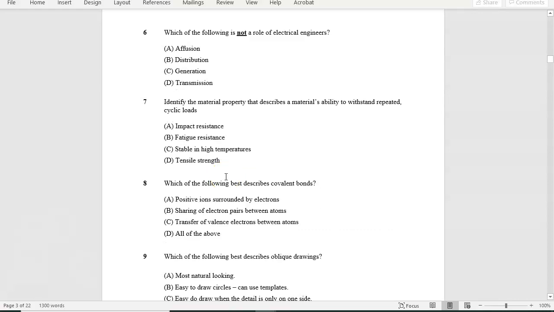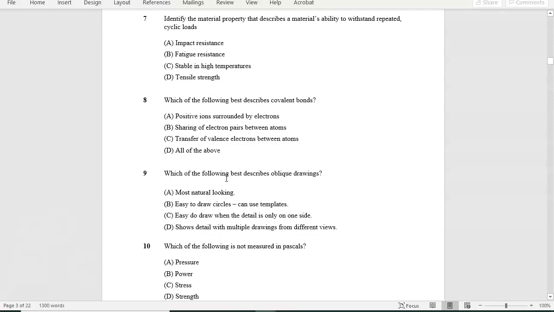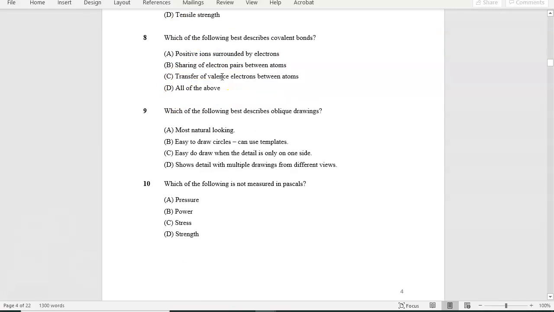Identify the material property that describes a material's ability to withstand repeated cyclic loads. That is fatigue resistance. Toughness is impact resistance. Stable at high temperatures is refractory. We're going to say that in a second. Tensile strength, weak strength.